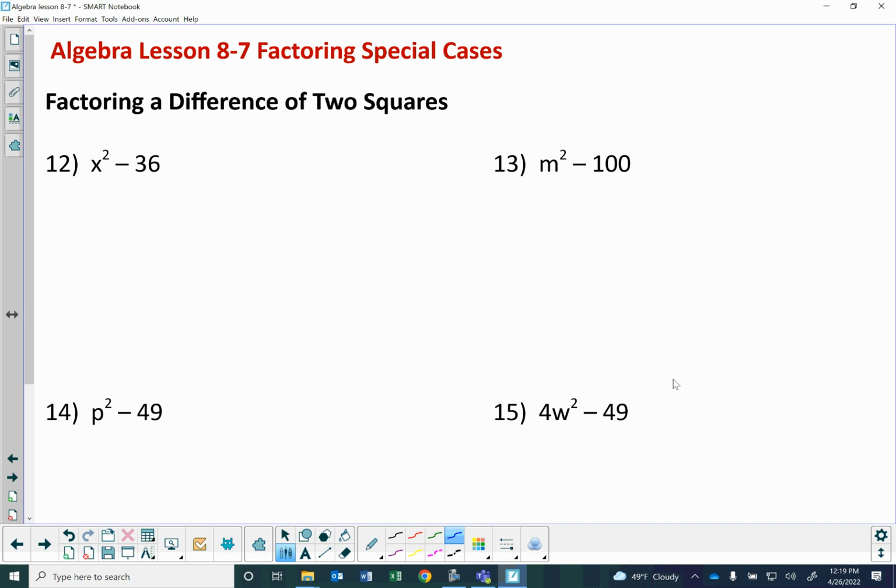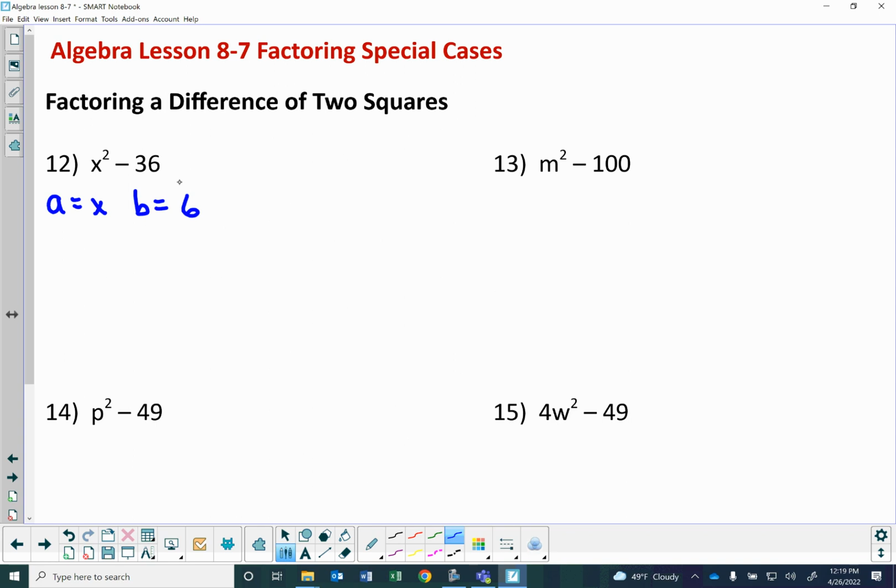So if I have x squared minus 36, well, x squared is a perfect square, 36 is a perfect square, and there's a minus sign between them, and there's only 2 terms. So this is the difference of 2 squares. So my a term is going to be x, and my b term is going to be the square root of 36, which is 6. It's not the square root of negative 36. Okay, the sign is taken care of in the formula.